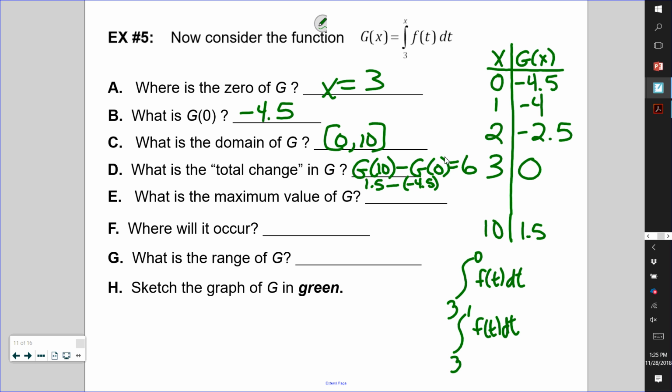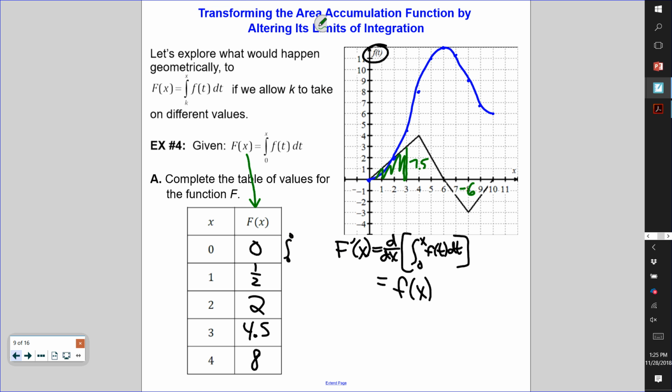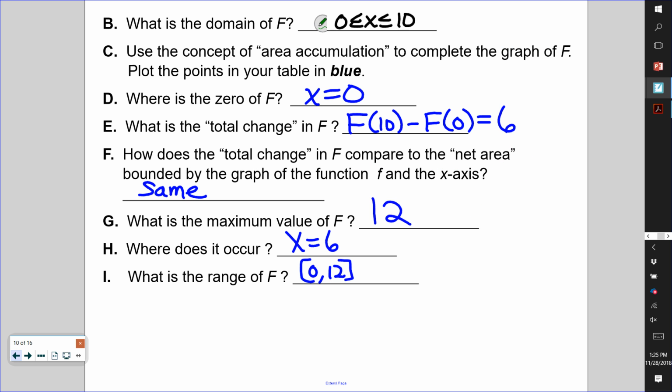What is the maximum value for G? Well, let's figure out where we should see the maximum. Where should we see the maximum? At 6, still at 6, doesn't matter, right? Still at 6 because that's where the derivative changes from positive to negative. So it's still going to be at 6, so let's add to our table here. I need to know what's happening at 6. So let's go back and look.